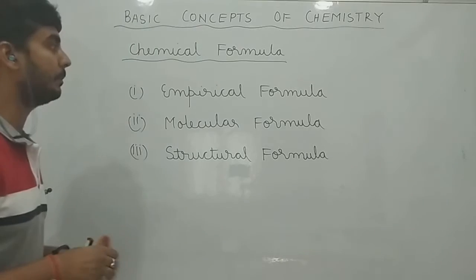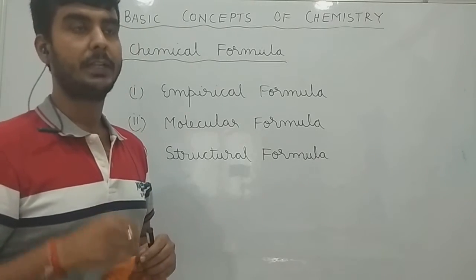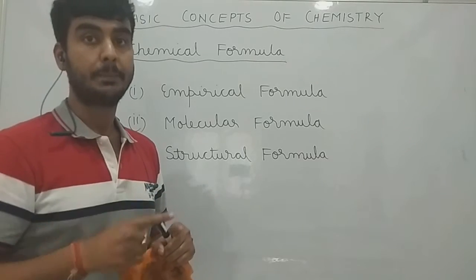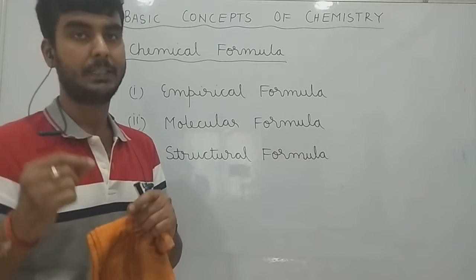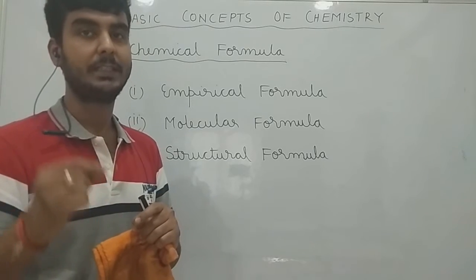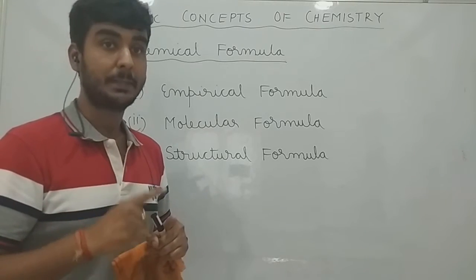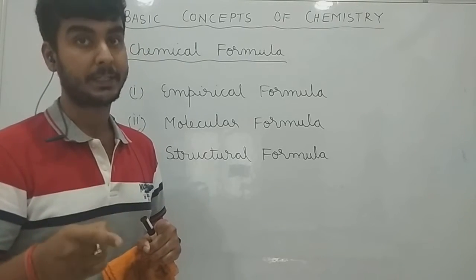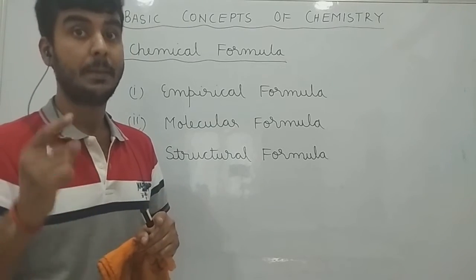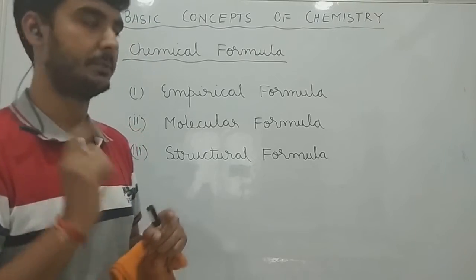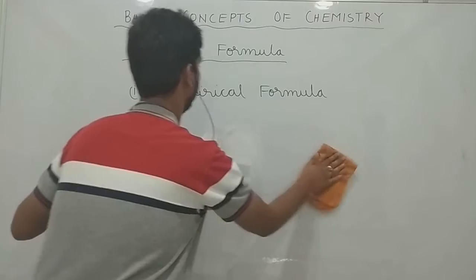So first of all is the empirical formula. Now what is empirical formula? Empirical formula is a formula which represents the simplest whole number ratio between the atoms of elements present in one molecule of a substance. Means it represents the simplest whole number ratio between what? Between atoms of various elements present in one molecule of a substance. So let us understand empirical formula first.